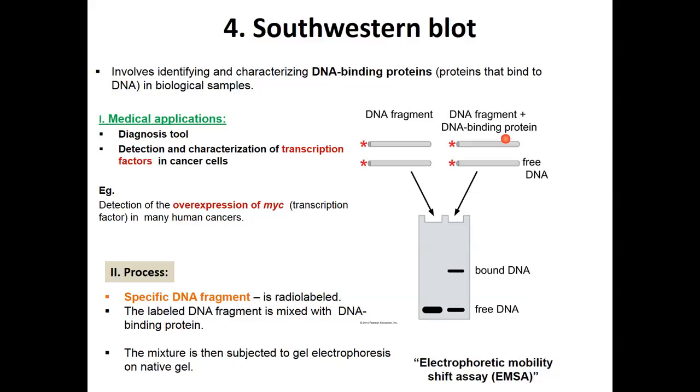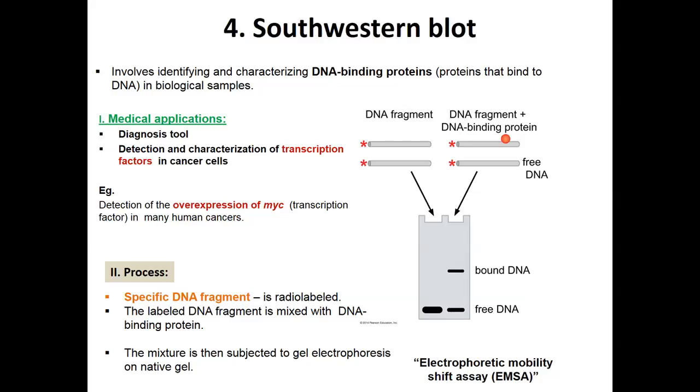But this is your southwestern blotting. Is that clear? So you measure, and as I said, you can look at a MYC overexpression, but you can also look at the mutation on the DNA segment that MYC normally should bind, or a tumor suppressor gene, for instance, the P53, which is also a transcription factor.